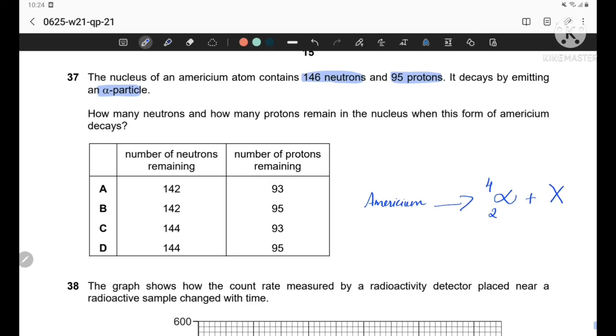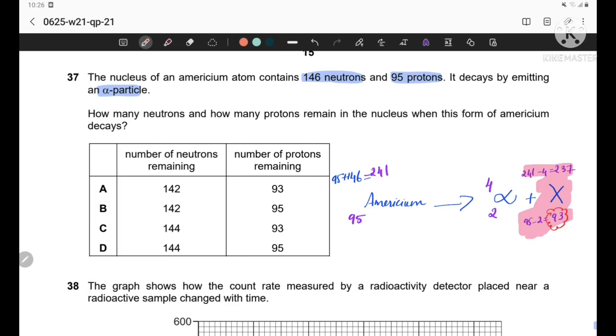So here for this americium atom, the atomic number is nothing but the number of protons, 95, and mass number is the number of protons plus neutrons, that is 95 plus 146 is equal to 241. So at the LHS of the equation we have the proton number, that is 95, and mass number 241. But from this an alpha particle decayed, or there is a loss of 2 in proton number and 4 in mass number. So the remaining will be 95 minus 2, that is 93, and 241 minus 4, because the RHS and LHS, the mass and atomic number should be balanced. So we will get 237.